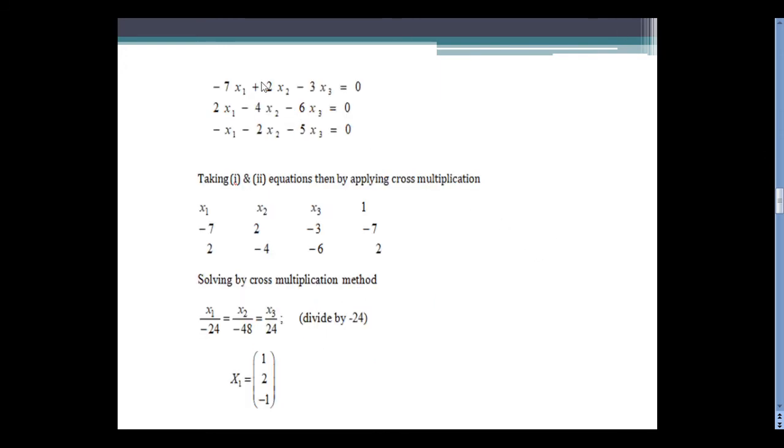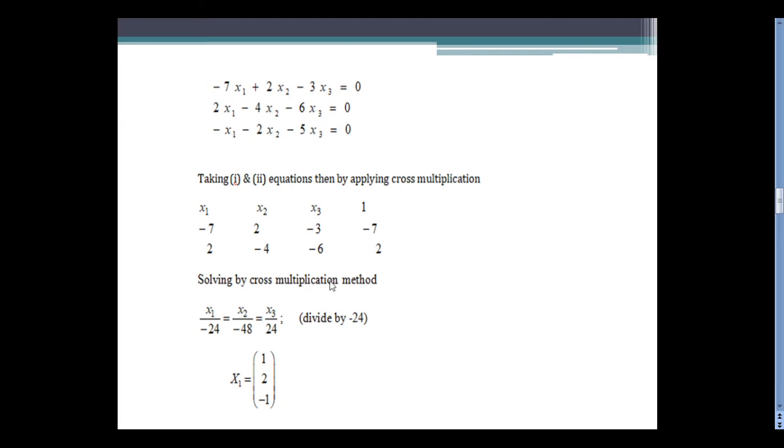So this is the equation. The first two equations I have taken. So I want to find out x1, x2, x3, and at the last, again I have written the first term. This one represents the first term. Here minus 7, coefficient of x1 you have to write below x1. Minus 7, 2. x2 coefficient is 2 and minus 4. And x3 coefficient is minus 3 and minus 6. Again we have to write the first term values minus 7 and 2.